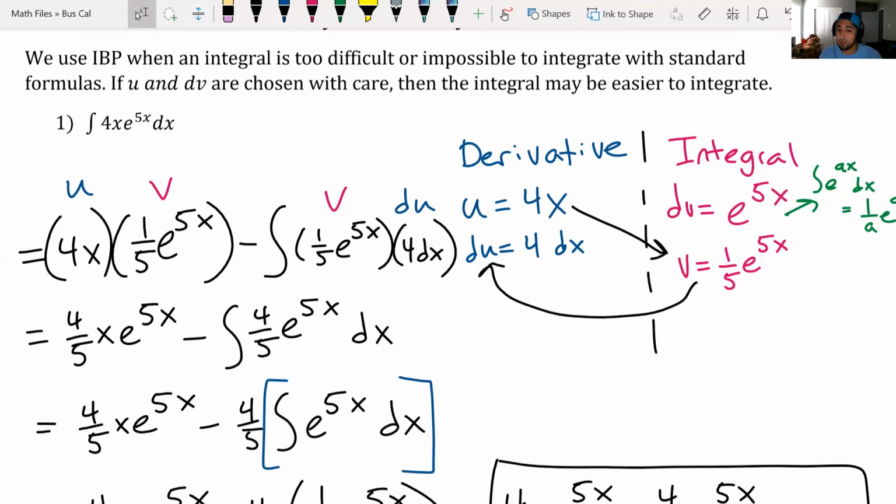If you let u be e to the 5x and dv be 4x, what would happen is that by integration by parts, you would constantly be integrating forever. It would never stop. So if you found yourself 3 integration by parts in, you might want to turn around and pick it the other way. Okay, but I guess a good rule of thumb, if you're ever given e to the x, choose it as the integral part all the time. Okay, let's try it again.